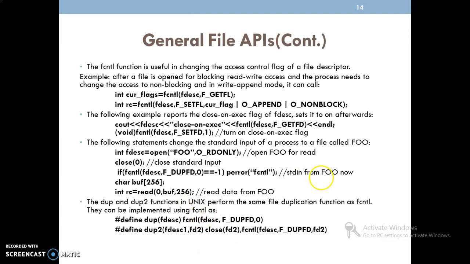So the implementation of the duplication file, you can find it with the fcntl API, where the file descriptor we have is 0. Here also we are having the duplication of FD2. Okay, we'll discuss some more APIs in the next videos.